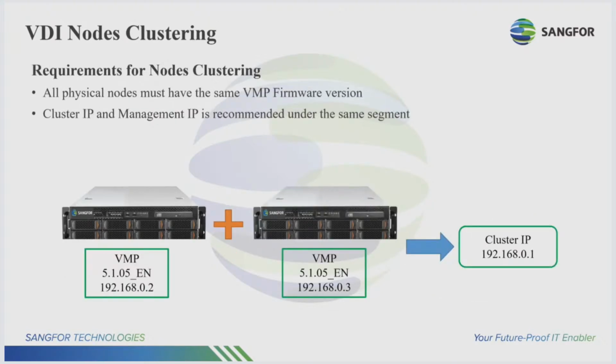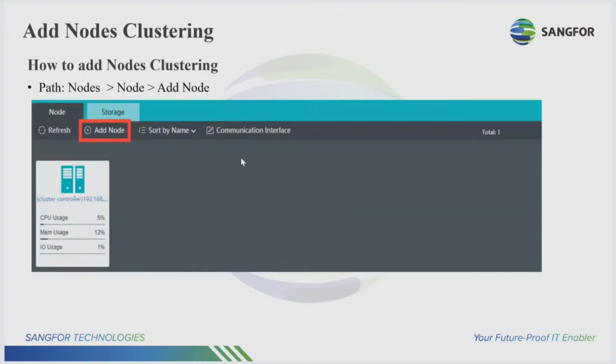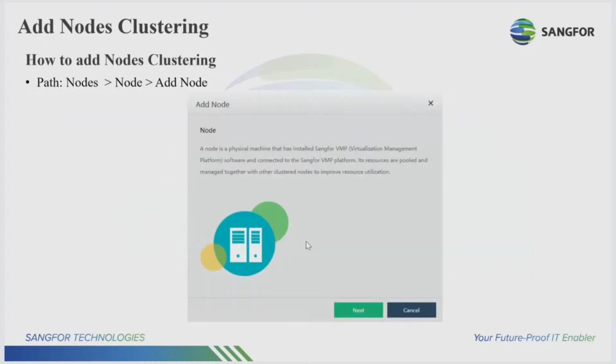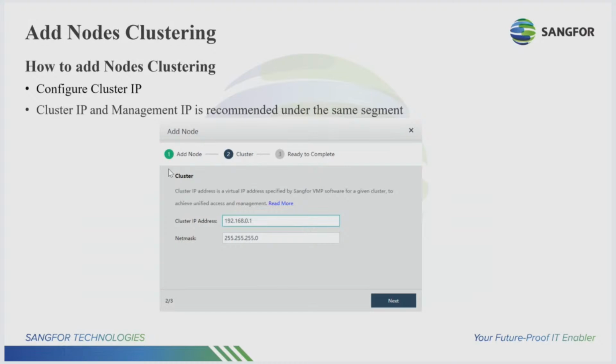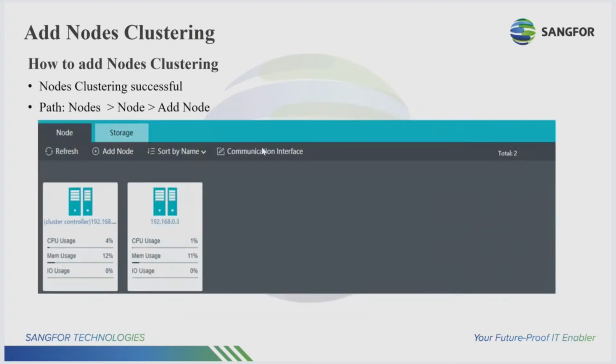The requirements for node clustering: first, all physical nodes must have the same VMP firmware version. And the cluster IP and management IP are recommended to be in the same segment. Here are the steps to add a cluster node. In the nodes page, we click add node and follow the next steps. We can choose nodes in the same segment, enter the username and password, and configure the cluster IP. It's recommended to be in the same segment. Then wait some time, and the node clustering will be successful.